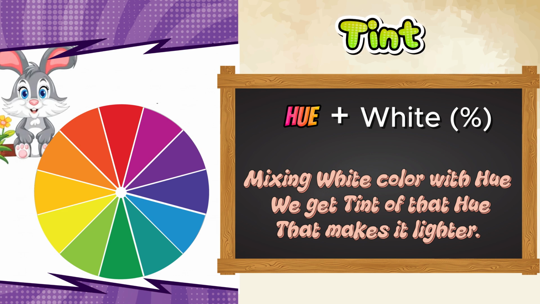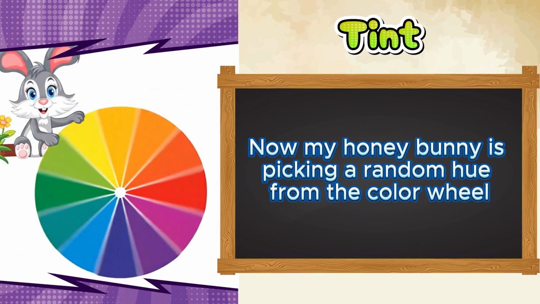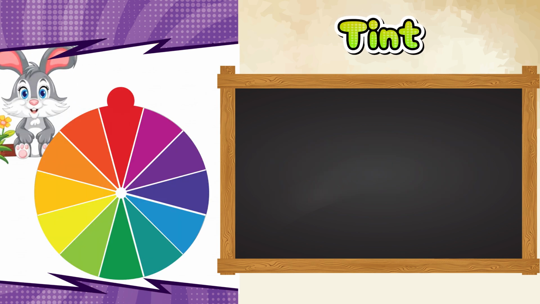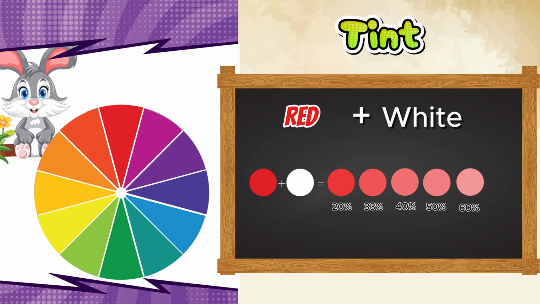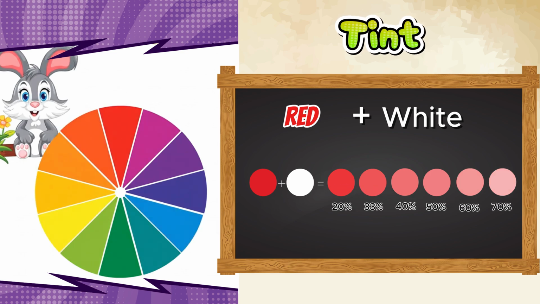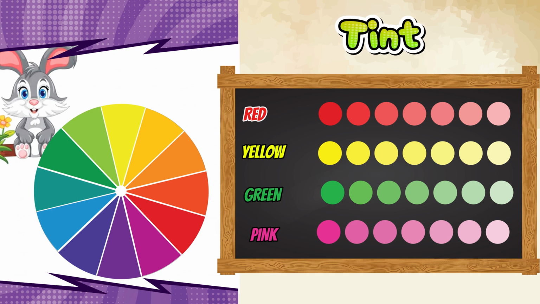That makes it lighter. Now my honey bunny is picking a random hue from that color wheel. Oh, red! By mixing different percentages of white color with this red color, we are getting different tints of this red color. Say for the yellow, pink, green, or any hue of this color wheel.